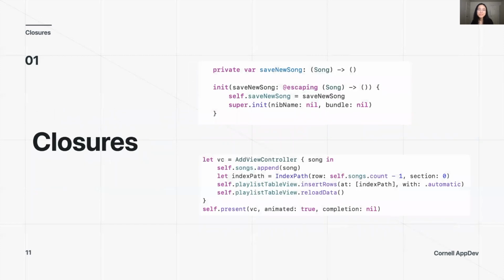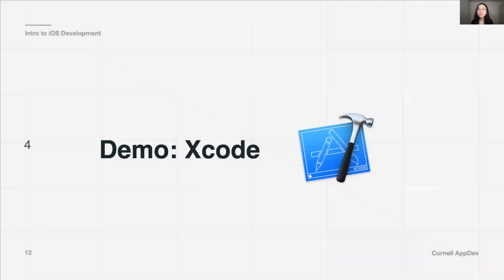But with closures, instead of initializing the delegate, you initialize the function that you are passing into the other view where you would normally initialize the delegate. And then in the UIViewController where you initialize the view that you are either presenting or pushing, you define the function that you're passing in. So if this all seems really confusing, don't worry, it all makes sense during the demo. So without further ado, let's get into the demo.